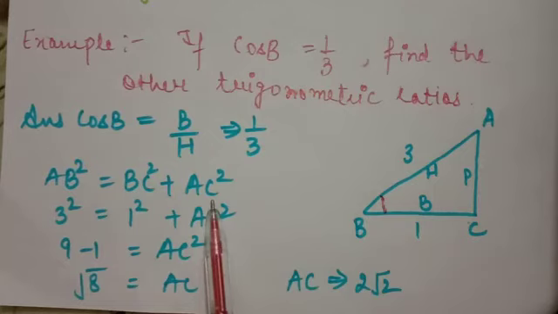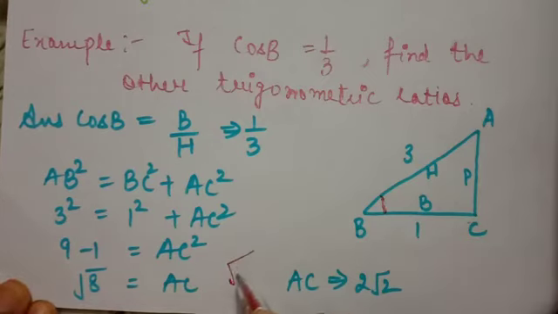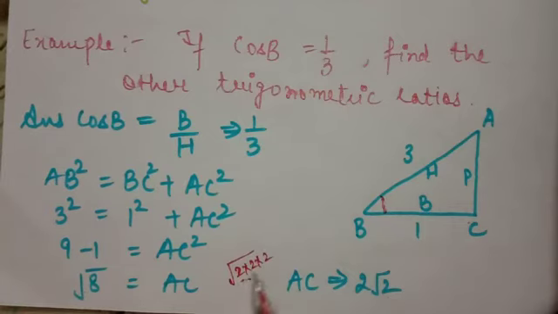We will apply the Pythagoras theorem. Hypotenuse square is equal to perpendicular square plus base square. We will put the values here and solve it. The value of AC is root 8, which we can solve as 2 root 2. Now students, you are thinking how we solve it like this, because root 8 means 2 multiplied by 2 multiplied by 2, and this pair comes out and this 2 remains under the root.